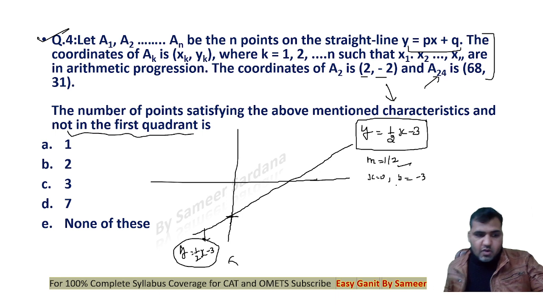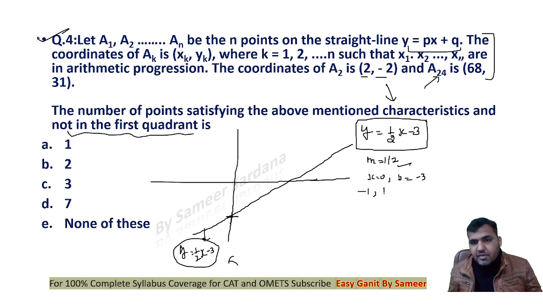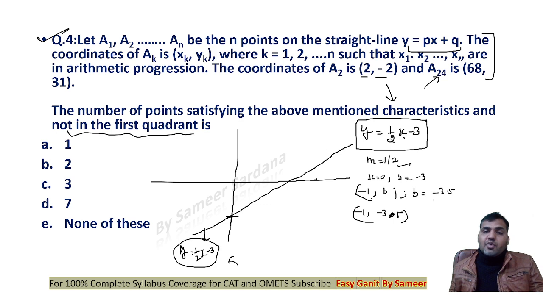So guys, x is equal to 1 by 2. We know that the first point that lies on the line is -1 and b. Now if I put x as -1, the value of y, the value of b, you can say that the ordinate of this would be -3.5. So -1 and -3.5 will be the point which will not be in the first quadrant. Why? Because for all those points which lie in the first quadrant, abscissa and ordinate both have to be positive. Here both are negative, so it will not lie in the first quadrant.